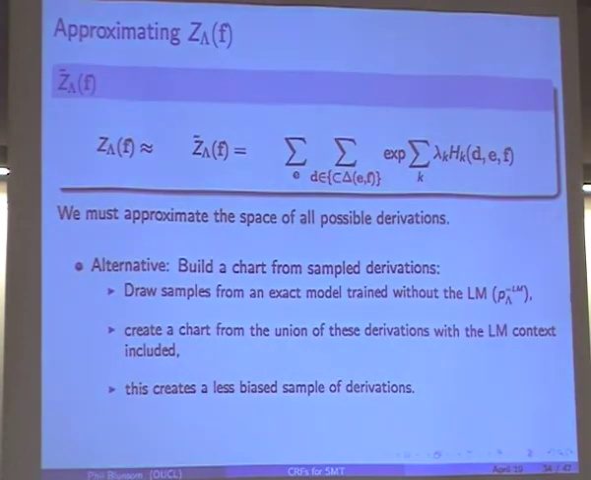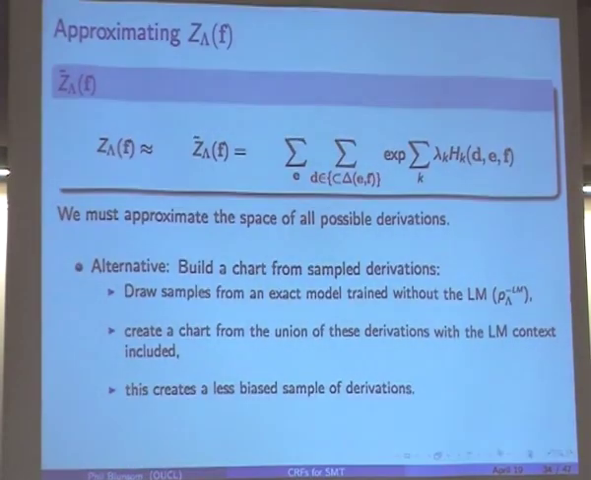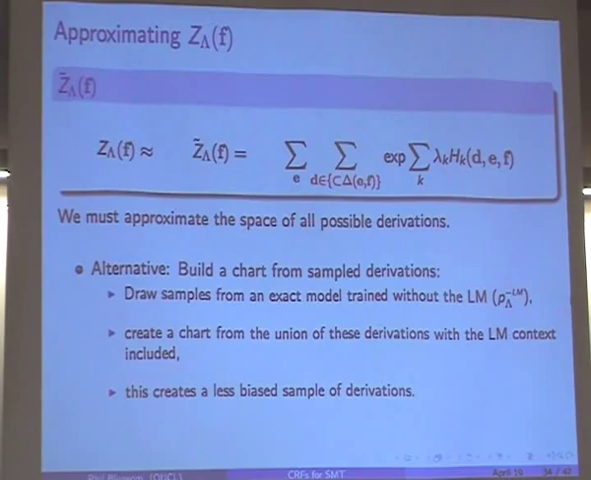So a second idea is to say, well, we can exactly produce a chart without a language model, so let's produce that. Let's sample some of those derivations and use those as our approximation for Z. So this is the second idea, to use sampling from a simpler model.